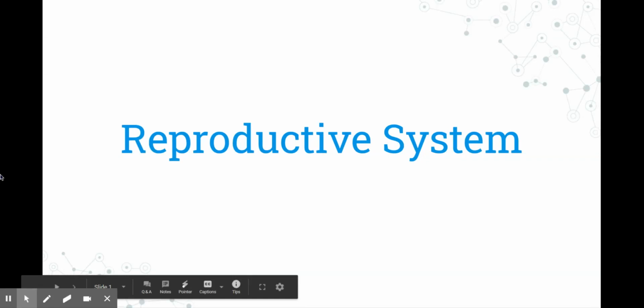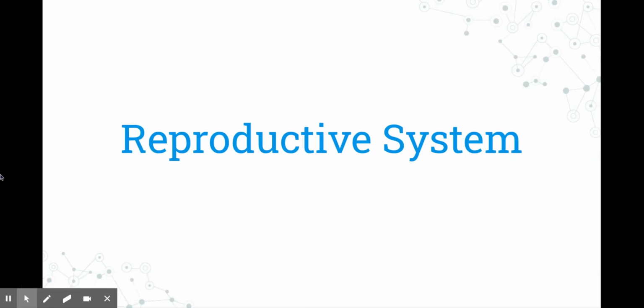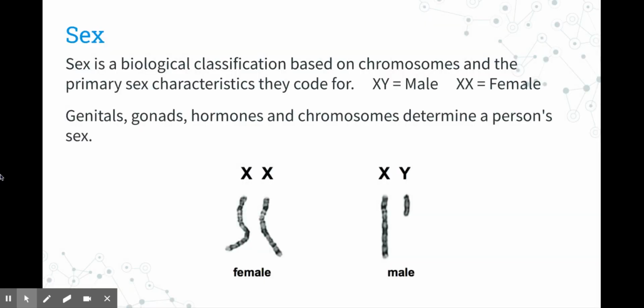This is our final unit in Anatomy and Physiology 12. Congratulations, you have made it to the end. We are talking about the reproductive system, both the anatomy of the male and female body, as well as the hormones that are involved in human reproduction.